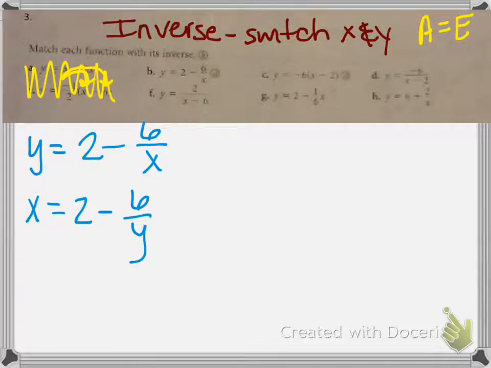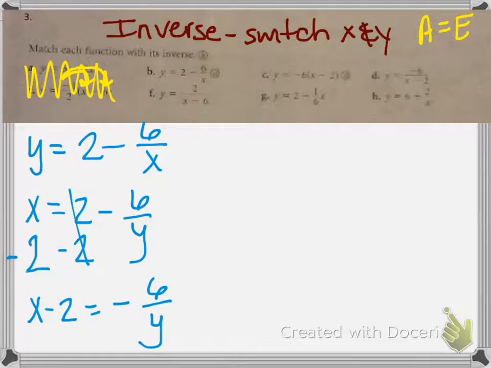Now solve for y. So inverse, get rid of the addition first. Whoops. You can't subtract on one side and add on the other. Silly. So minus and minus. So I get x minus 2 equals negative 6 over y. Now this is kind of funny looking because usually our variables are in the numerator and our numbers in the denominator. But don't worry, we're going to solve it the same way we would anything else.